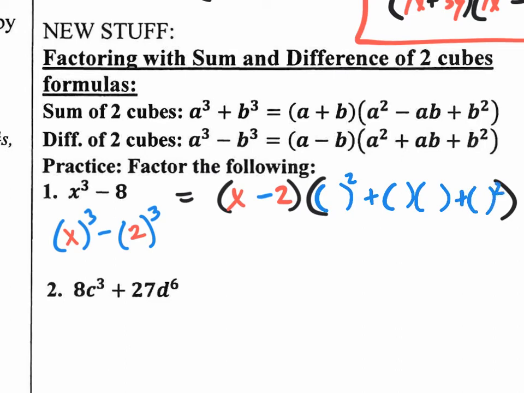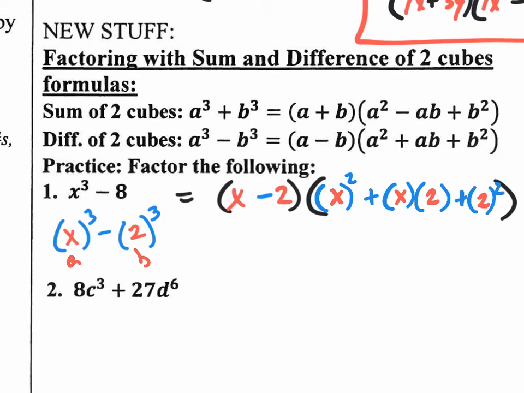I know it's weird that we're writing parentheses inside parentheses, but it's really the best way to do this. If not, you're probably going to make mistakes. So what is my a value? X. And my b value? Negative 2. Just 2. Okay, so my a value is x, so I put an x right there. My b value is 2, put a 2 right there.